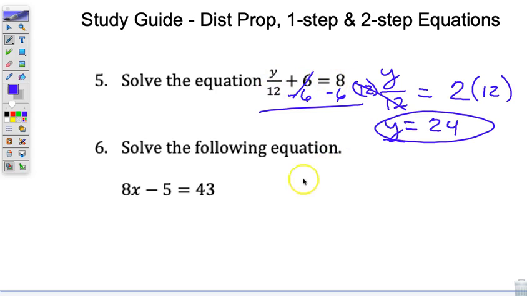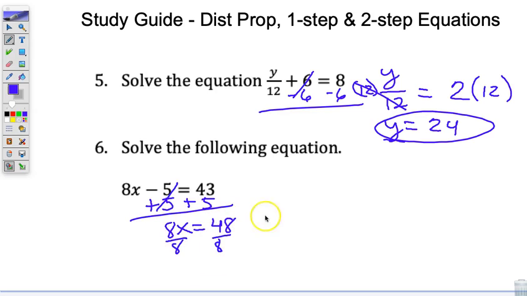Again, if you go back and replace the 24 for y, 24 divided by 12 is 2, plus 6 is equal to 8. Problem 6 is also a two-step equation, so let's start by adding 5 to both sides. We end up with 8x is equal to 48, and then divide both sides by 8, x is equal to 6. Again, if you replace your 6 in for your x and check it, 8 times 6 is 48, subtract 5 is definitely 43.